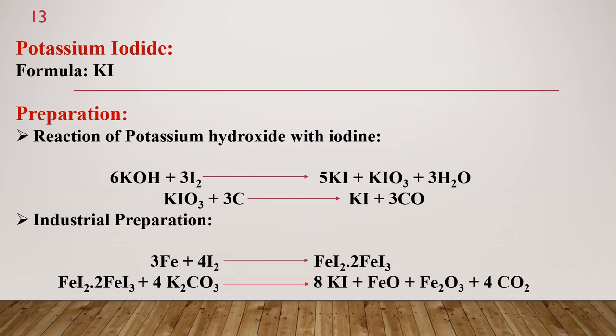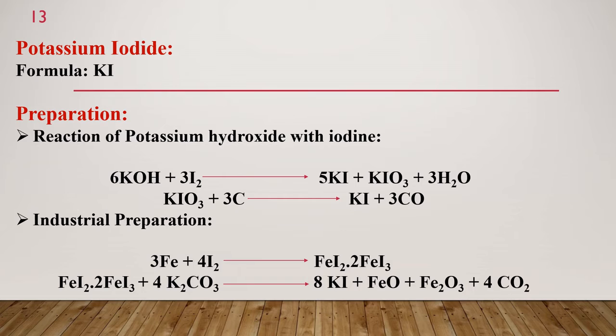excess. This solution is further treated with activated charcoal which reduces iodate to iodine, thereby utilizing the total iodine to get potassium iodide. The solution is then evaporated to dryness.